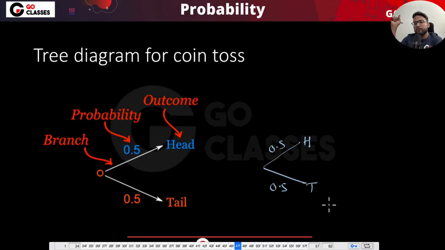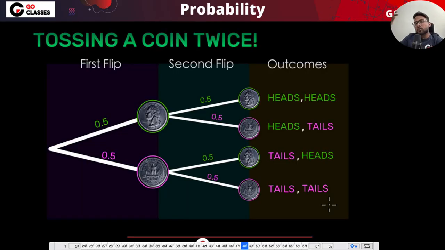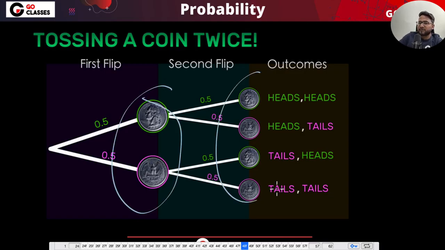Let me just show you how. Suppose you toss a coin 2 times. In the first flip, either head comes or tail comes. If head comes, then in the second flip, head may come or tail may come. If the tail comes, then in the second flip, head may come and tail may come. So basically, there are a total of 4 outcomes. And now it is basically a tree diagram which is representing the flips. This is the first flip and this is the second flip.